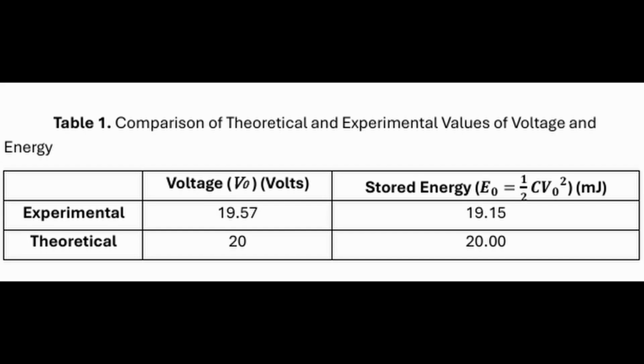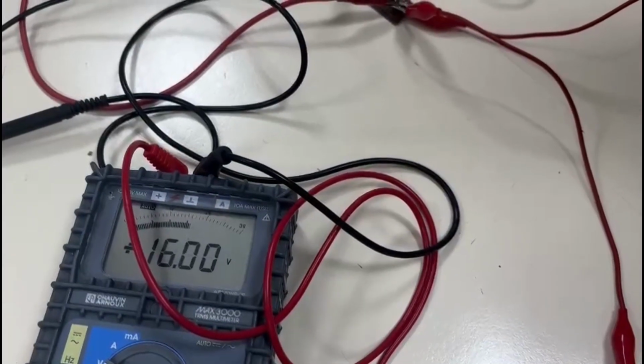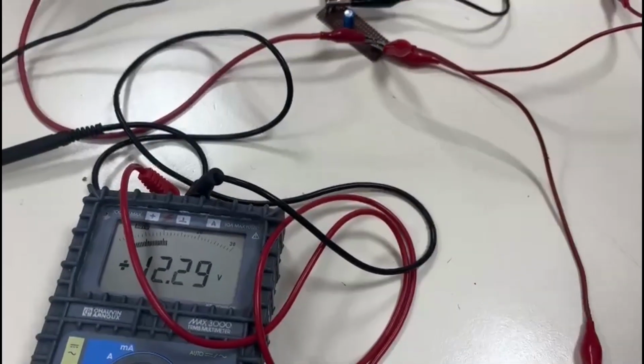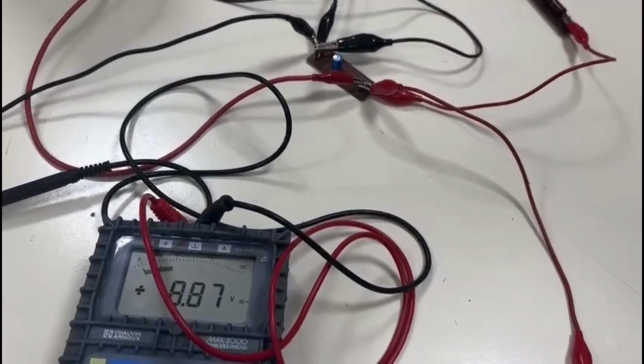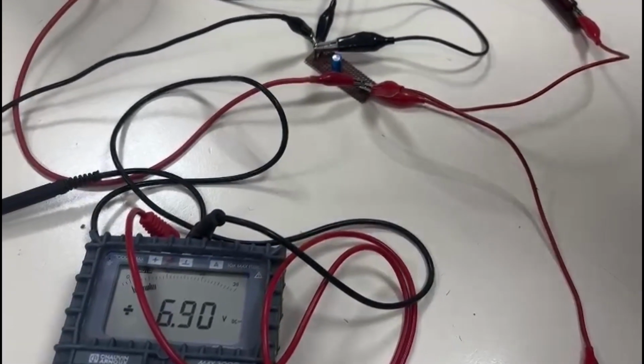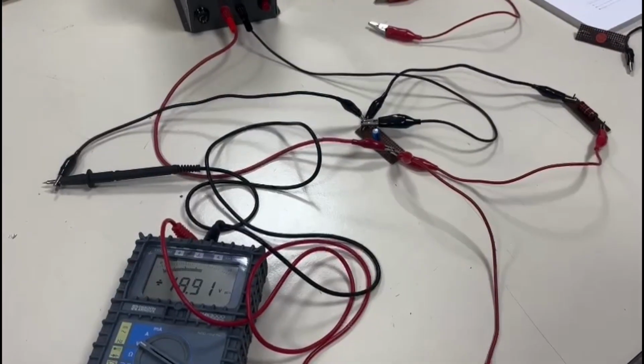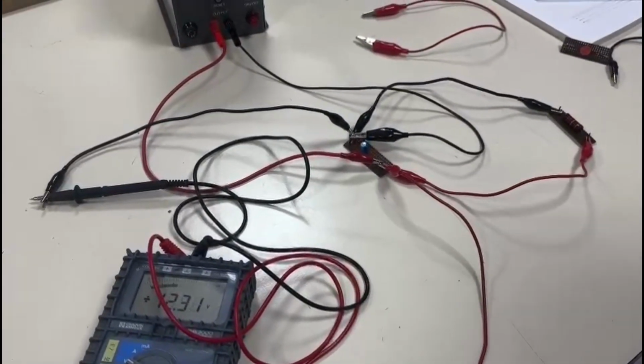As the first step of the experiment, the capacitor was connected to a 20-volt DC power supply and allowed to charge fully. Then the maximum voltage and initial energy were measured and recorded. Once the capacitor was fully charged, the power supply was disconnected and a resistor was connected in parallel to the capacitor. Then the voltage across the capacitor was monitored at specific time intervals using a multimeter.